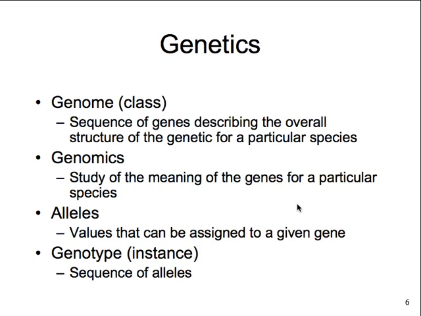Well, you have a class. You have the class of sequences of something, a characteristic that you're measuring. So you're measuring cities. So the sequence of genes describes the overall structure of the genetics of a particular species. In your class, you've got cities with distances, traveling distances that go between them. You also have genomics, which is the study of the meaning of the genes of a particular species.